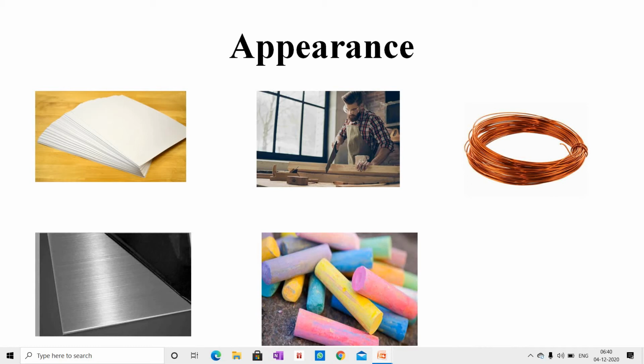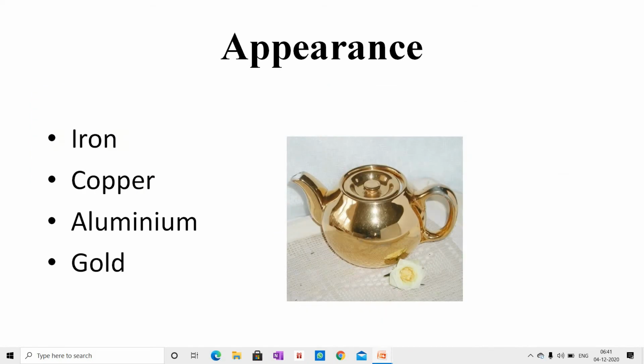Now we cut each material into two pieces and look at the freshly cut surfaces. We find that the freshly cut surfaces of some of these materials appear shiny. Then we include these objects also in the group of shiny materials. Students, materials that have such luster are usually metals.